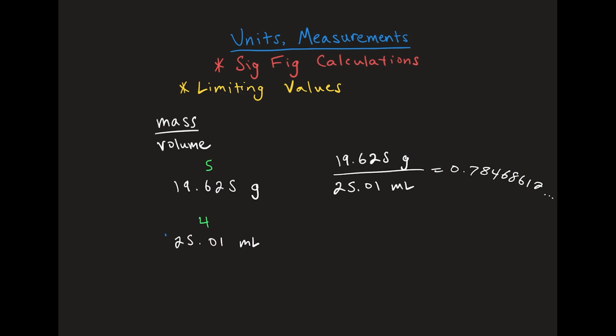So for this case, we have to round our final answer to just 4 sig figs. So when we round it, we get 0.7847, because this 8 rounds the 6 up to a 7. And this is 4 sig figs because the leading 0 is not significant. And for our unit, we can multiply and divide units just like you would a number, as I showed earlier. So our unit would be grams divided by milliliters, or grams per milliliter. And that's the density of this liquid.